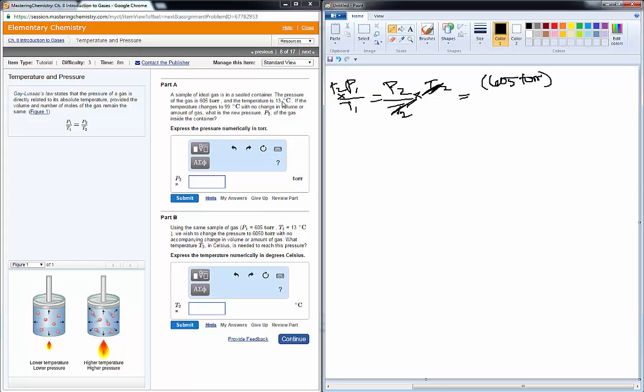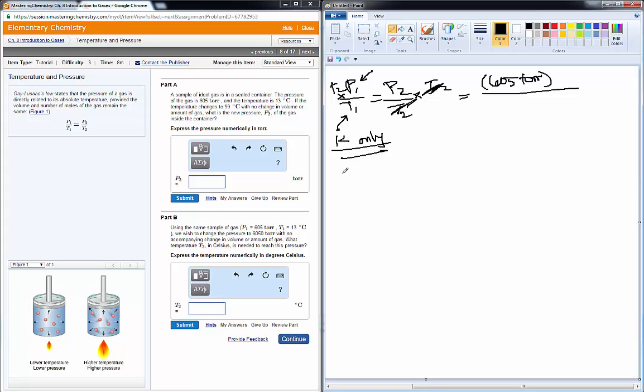The initial temperature is 13 degrees Celsius. Uh-oh, I'm going to have a problem here. I cannot use Celsius for temperature. I could use anything I want for pressure, but for temperature, I have to use Kelvin. The reason is that Celsius can be 0 and I cannot divide by 0. So I have to use Kelvin.